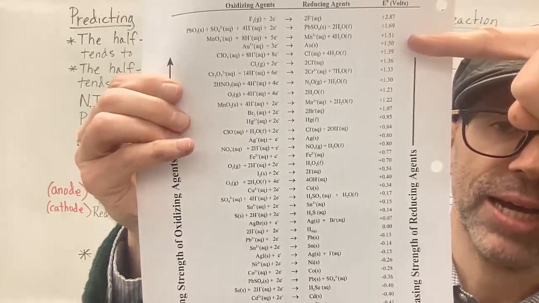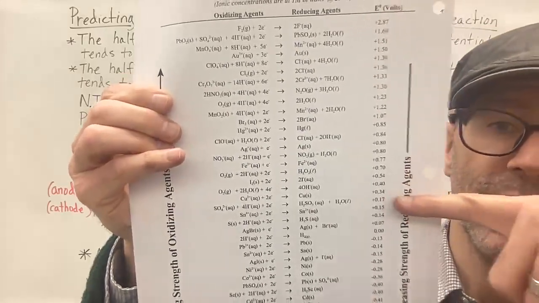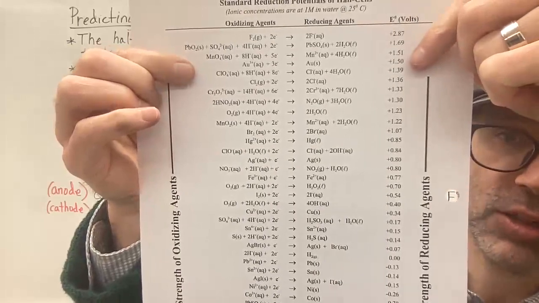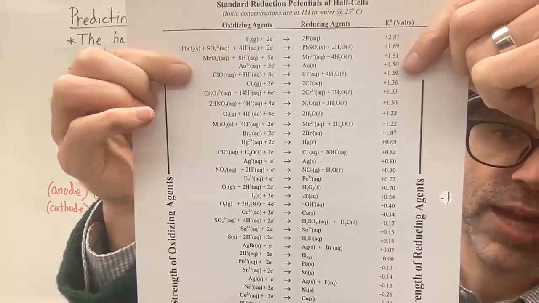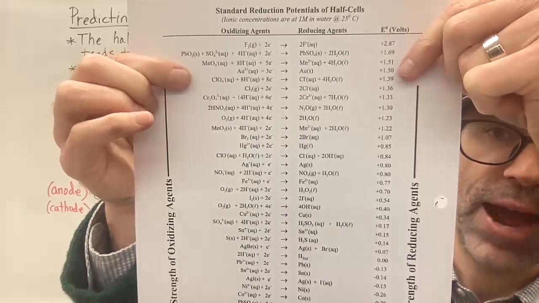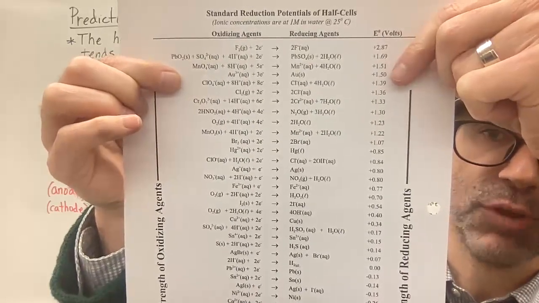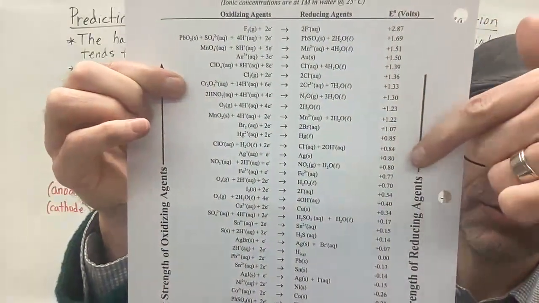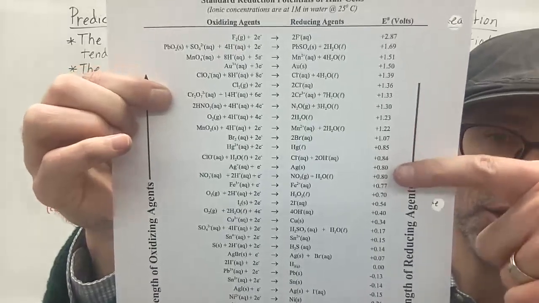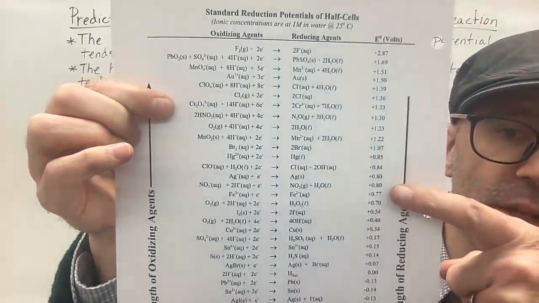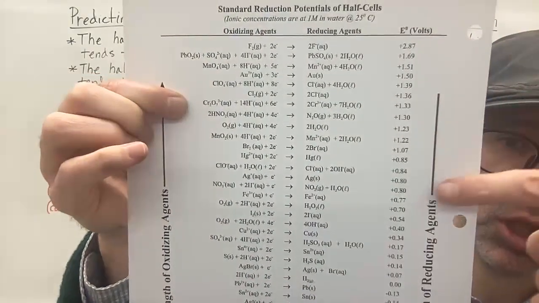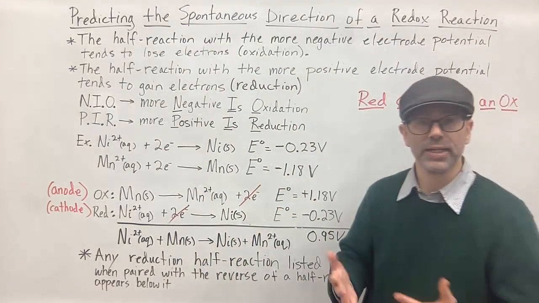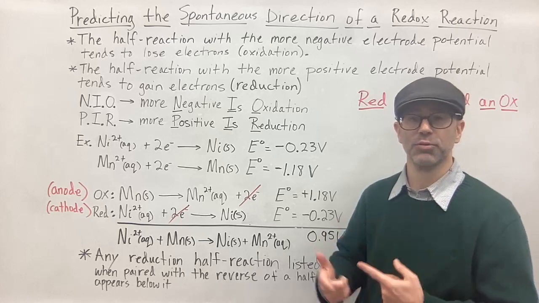So if I take something that's high on the list and pair it with anything below it, let's say gold here. So I take the gold here, it's a positive 1.50 standard electrode potential. And so that has a good tendency of undergoing reduction. If I pair that with anything below it, anything below it has less of a tendency to undergo reduction, but has a higher tendency to undergo oxidation. So if I pair gold with anything below it, that's going to be spontaneous, because the ones below it are more likely to undergo oxidation rather than reduction.